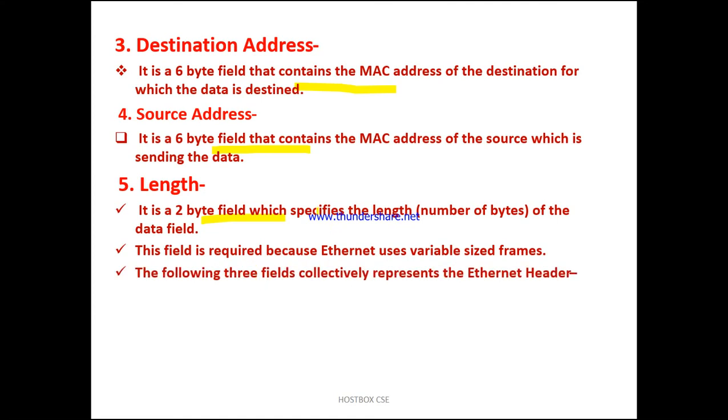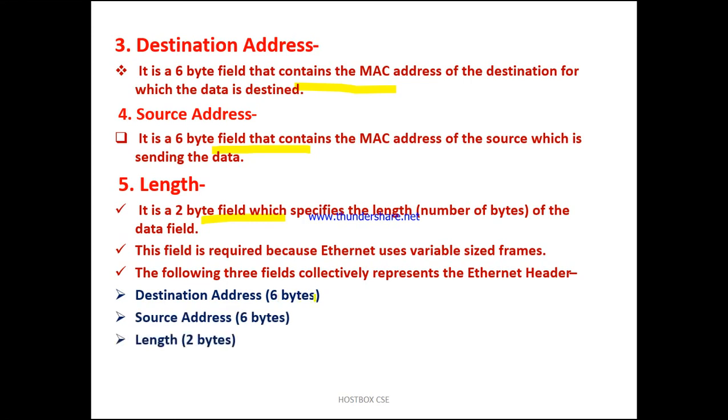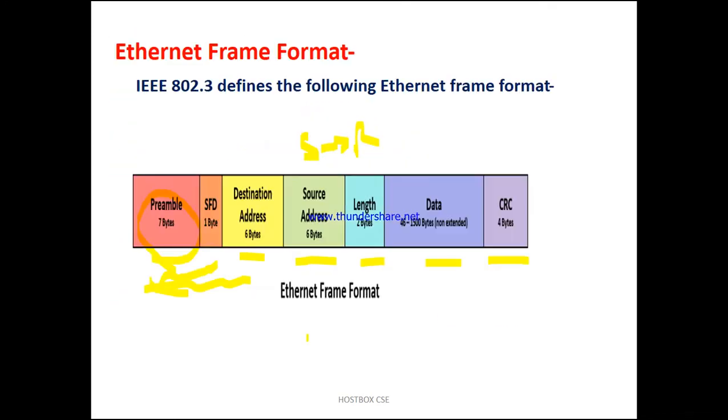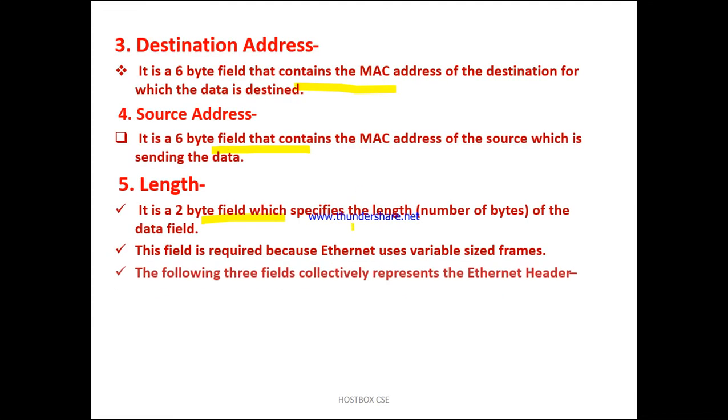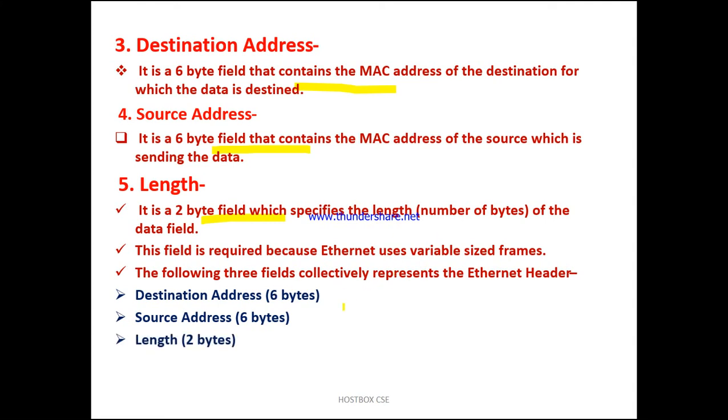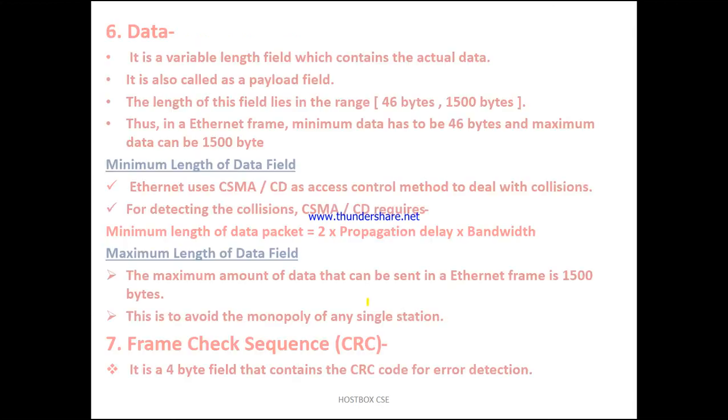The following fields collectively represent the Ethernet header, that is, destination address, source address, and length. Let's go back to the diagram here. These destination address, source address, and length collectively represent the Ethernet header. Remember, destination address, source address, and length. Then the next field is data.